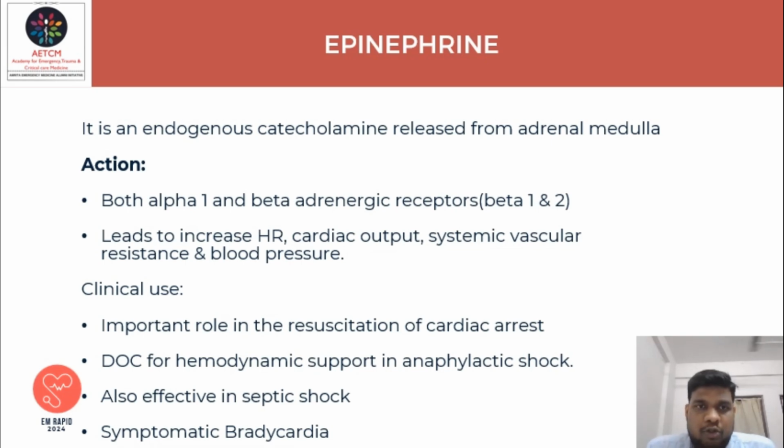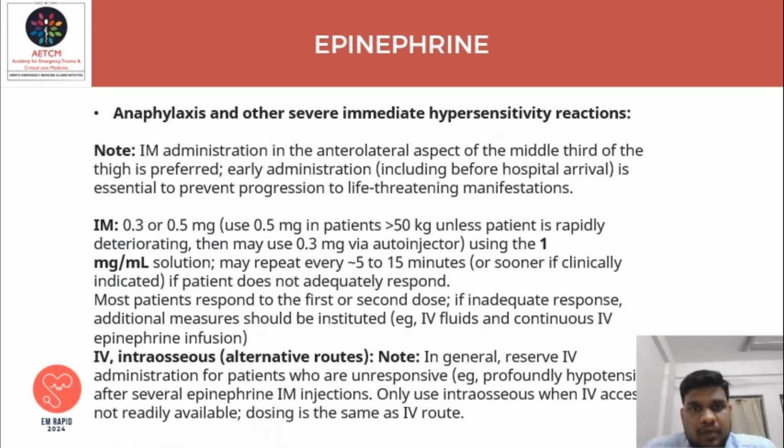Coming to the second catecholamine, epinephrine, that is adrenaline. It is an endogenous catecholamine released from the adrenal medulla. Actions: both alpha-1 and beta-adrenergic receptor action, that is beta-1 and beta-2, which leads to increase in heart rate, cardiac output, systemic vascular resistance, and blood pressure. Clinical uses: it has an important role in resuscitation of cardiac arrest, is the drug of choice for hemodynamic support in anaphylactic shock, and is also effective in septic shock and symptomatic bradycardia.